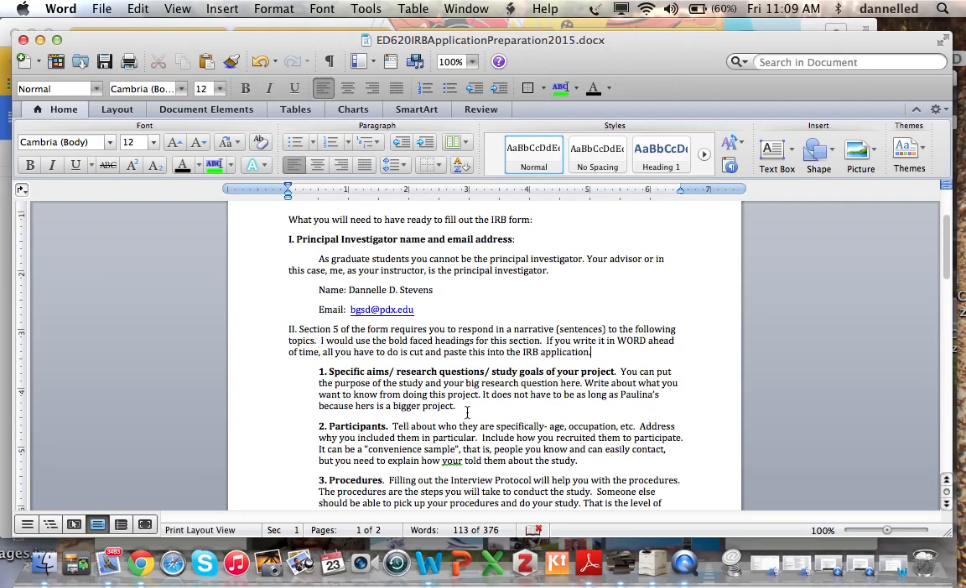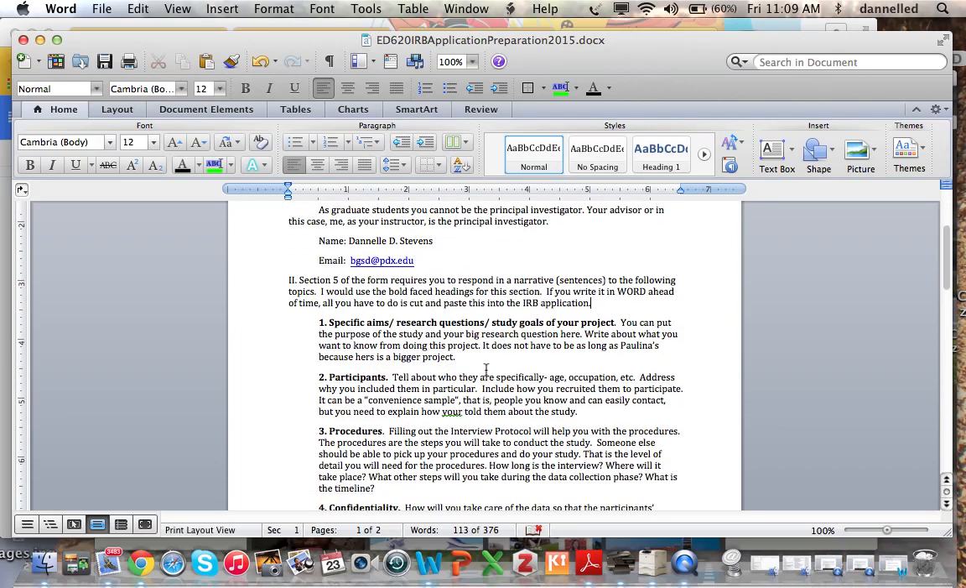The other thing you need to prepare is Section 5 of the form, which requires you to respond in sentences, in narrative form, to the following topics. I would use the bold-faced headings that are already here. If you write it in Word ahead of time, all you have to do is cut and paste this into the IRB application. The rest of the IRB application I will go through on this same review here, and I will talk about and check what you need to check and talk you through that. But in this section, Section 5, which you will do ahead of time, there are 5 parts.